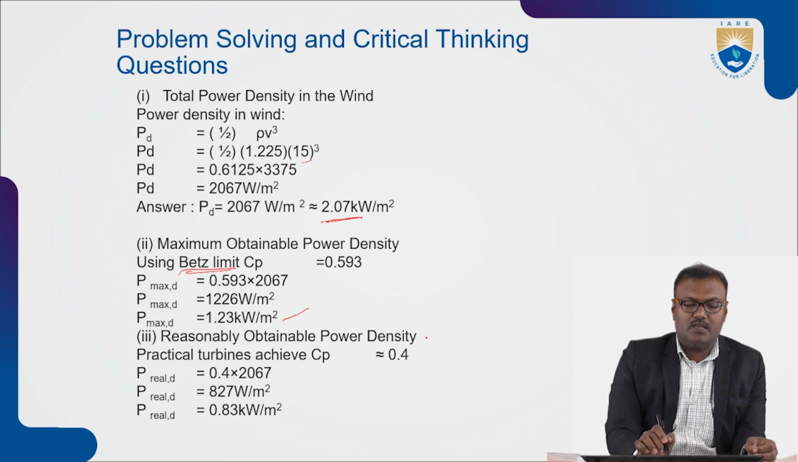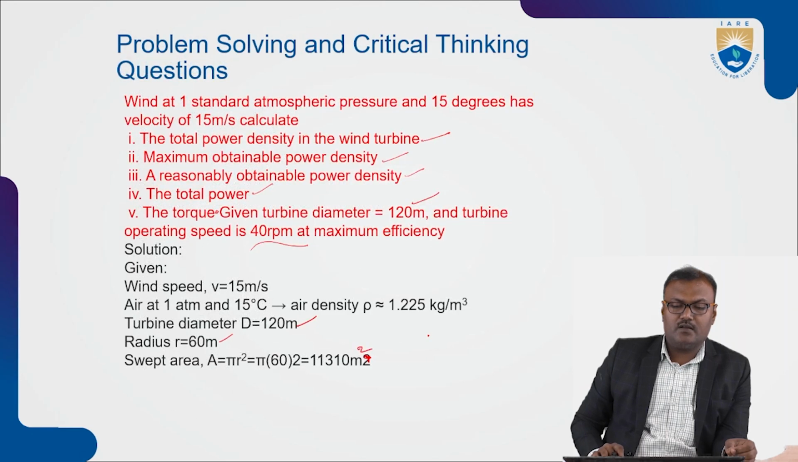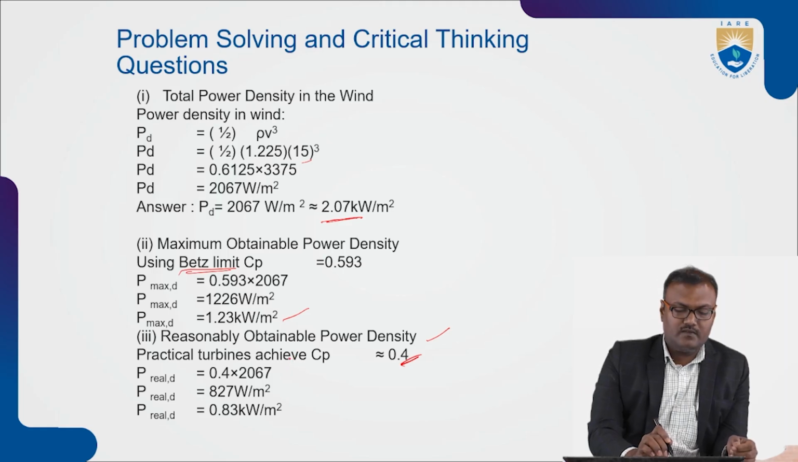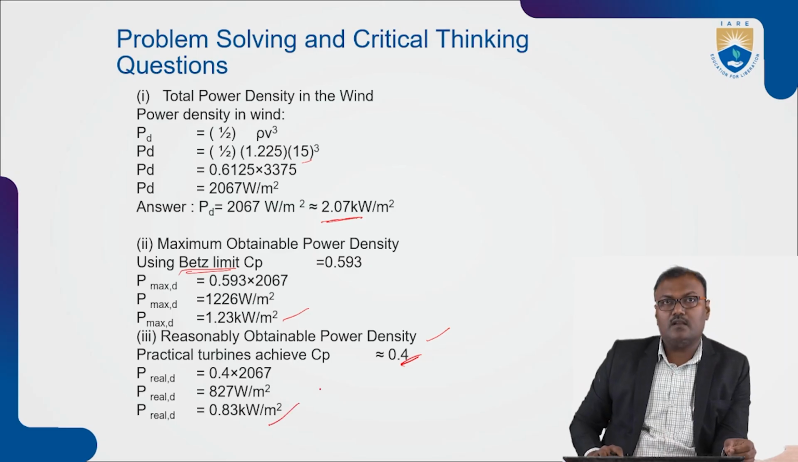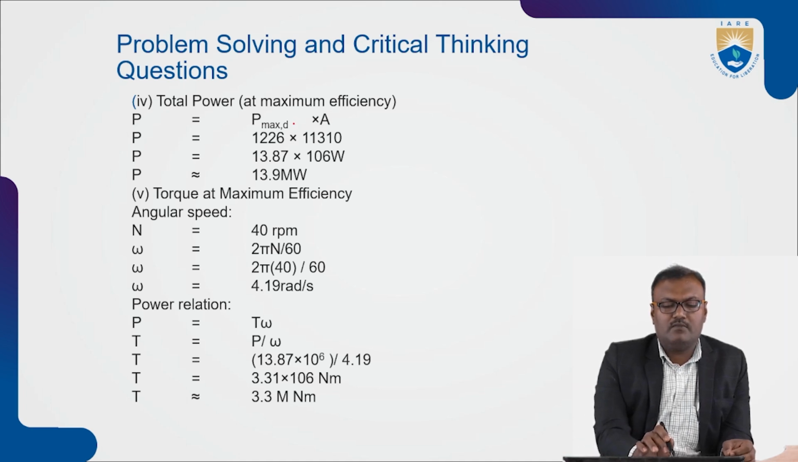And next one, reasonably obtainable power density, is again to be multiplied with the power coefficient. The power coefficient in the problem is given as 0.4, so it is 0.4 times 2.067 kilowatts, that is 0.83 kilowatts per meter square. So total power at maximum efficiency is the power density multiplied by the area, which gives the total power, that is 13.9 megawatts.